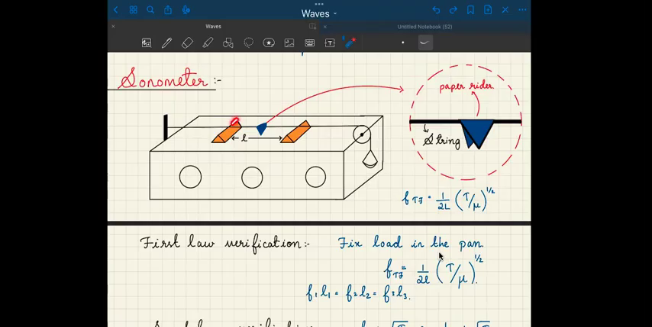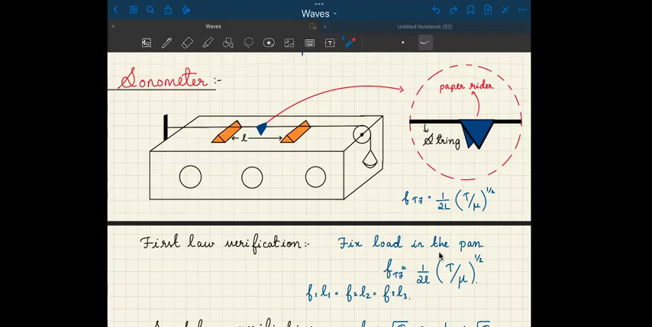Now, in between these pegs, I'll place a paper rider. If you see, the shape of the rider is like this. It's a paper bent in the form of a V shape, an inverted V shape. Just by adding some loads, you can set tension in this. Remember, these bridges are sharp, so these points act as nodes.